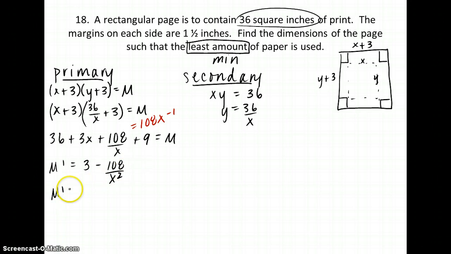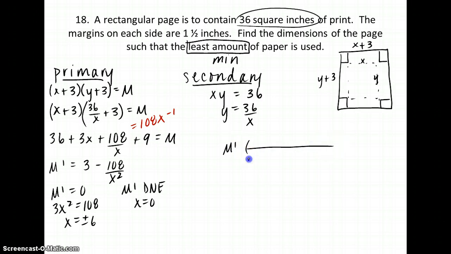So this equals 0 when x equals plus or minus 6. Derivative doesn't exist when x equals 0. Now this is where the feasible region comes into play. We're talking about dimensions of a page. So we know the dimensions can't be less than 0. So 6 is our only critical number.